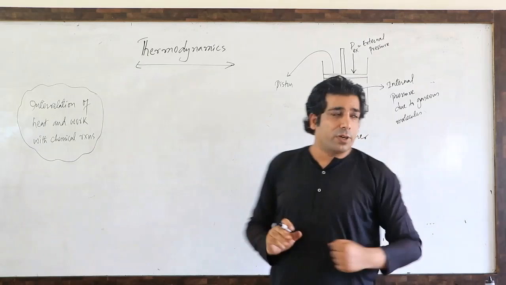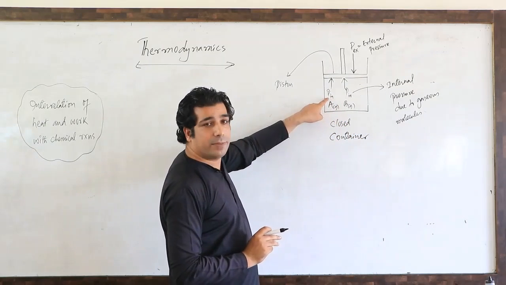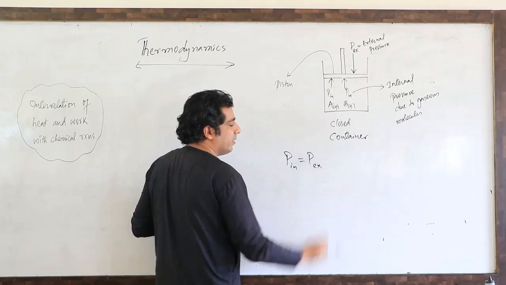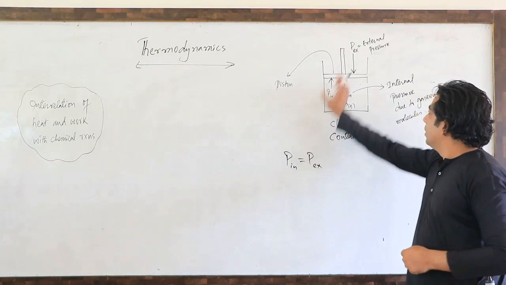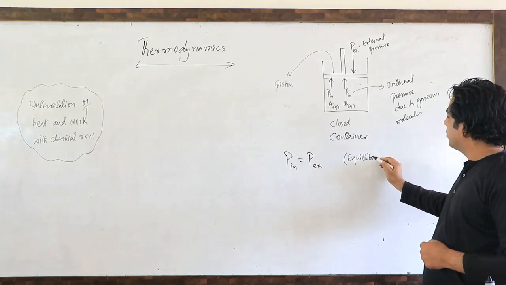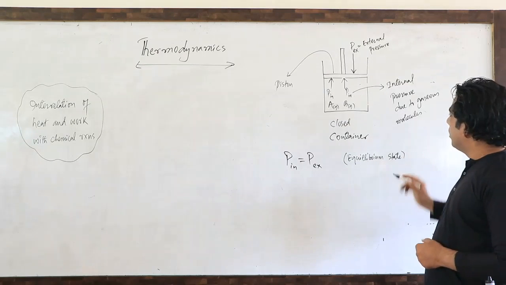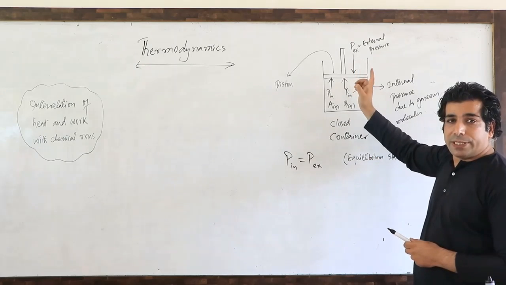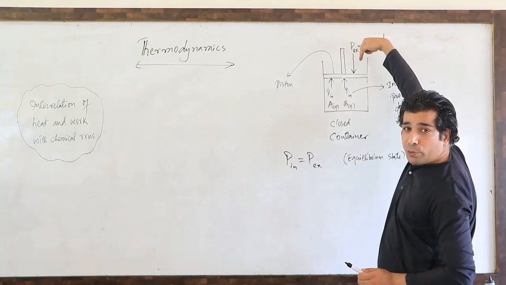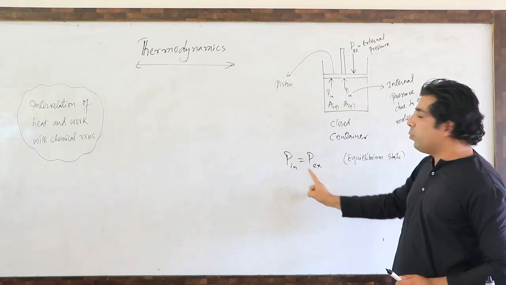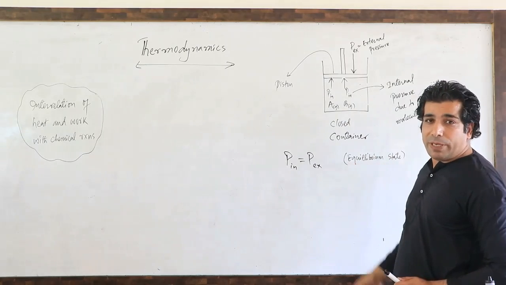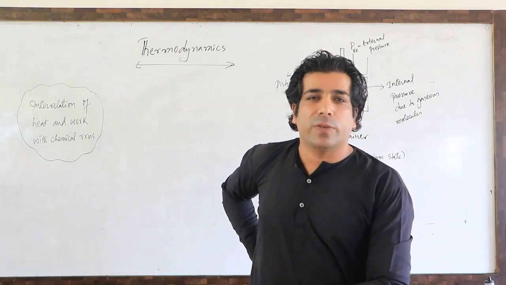Now my dear friends, for this closed container, if P internal, that is internal pressure, is equal to P external, then the system will be at equilibrium. That means if the internal pressure, which is trying to make the piston move upwards, and the external pressure, which is trying to make the piston move downwards, are both equal, then this entire system will be at equilibrium. Yes? So that means the volume of the system will be constant.